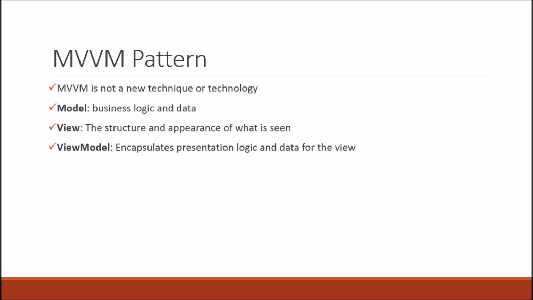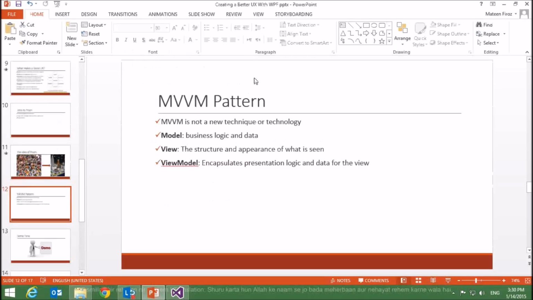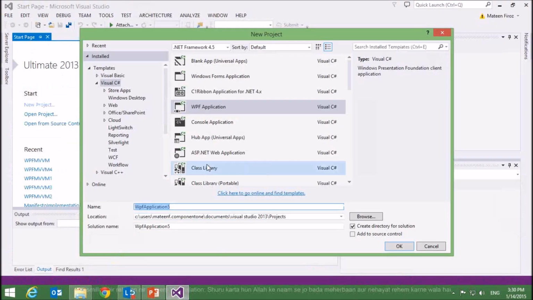So essentially what you have is the model, which is your data, or the classes that take in data, and then you have the view, which is the representation of what the client sees on his or her machine. And the view model essentially is a go-between between the two. It takes the data from the model and the view displays it. So let's take a look at a sample code implementing the MVVM pattern.